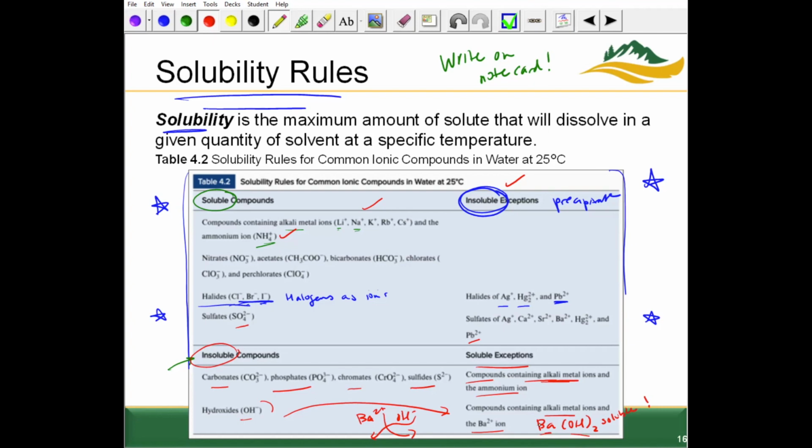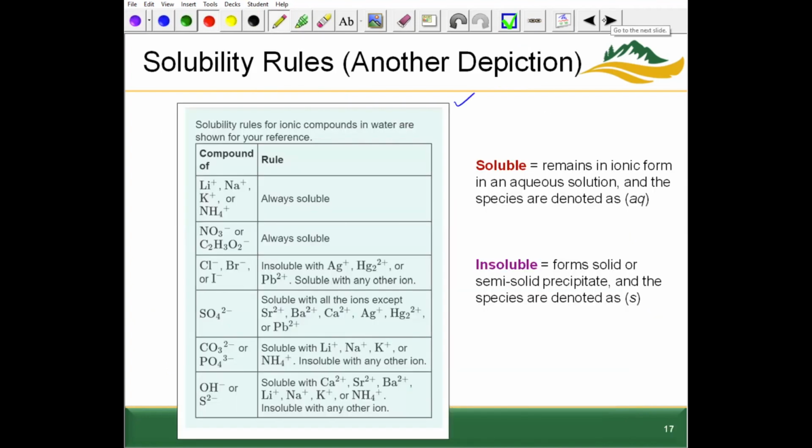If hydroxide were paired up with an alkali metal as well, that would also be soluble. For all the other cases, hydroxide will be insoluble. You should write some form of this chart and these solubility rules on your note card. So another representation of these solubility rules, you might like this version better. It's sort of a combination of some common ions and solubility rules to be aware of.